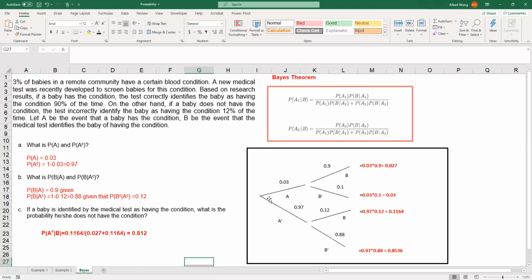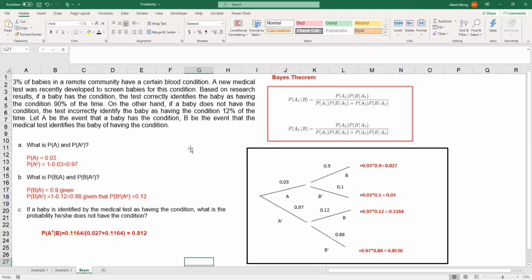Well, we first draw the first two branches of the tree. There are two branches because it's either A or the complement of A. So either the baby has the condition or the baby does not have the condition. The probability that the baby has the condition is 0.03. The probability that the baby has no condition is 0.97.